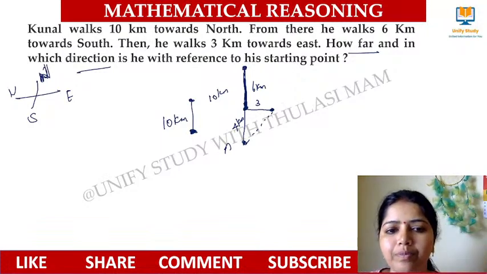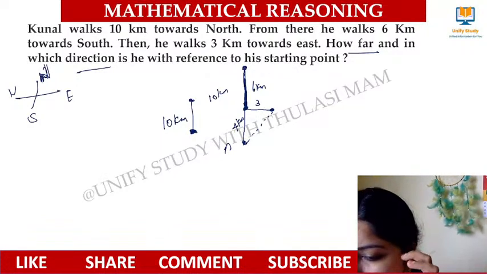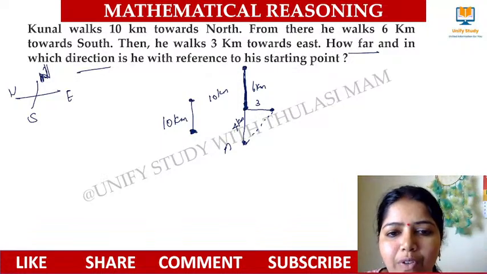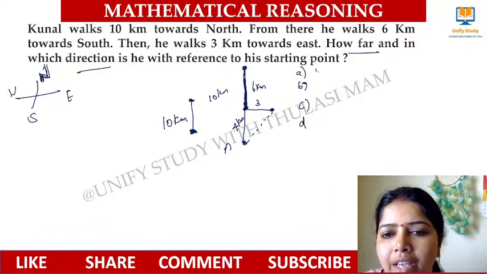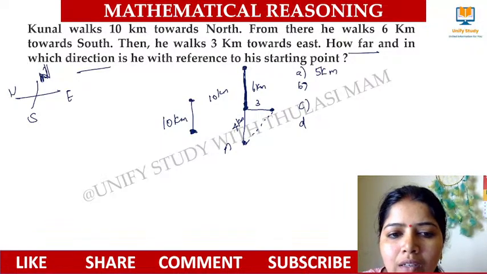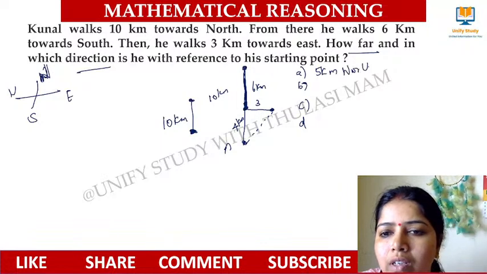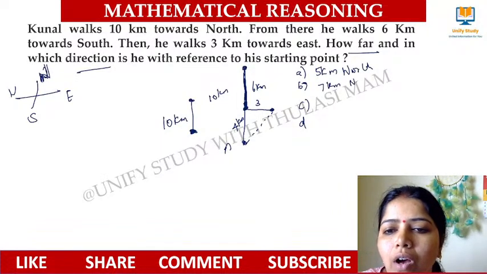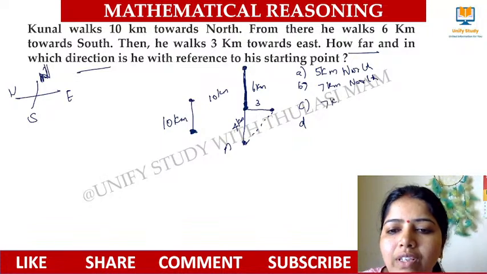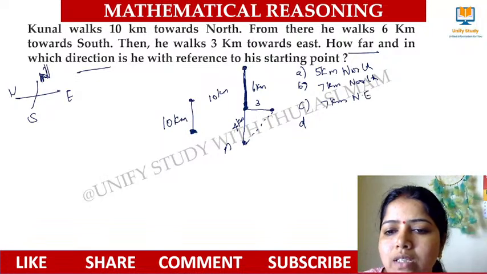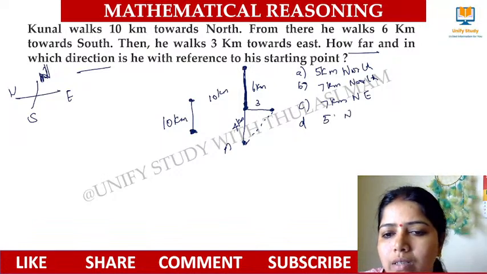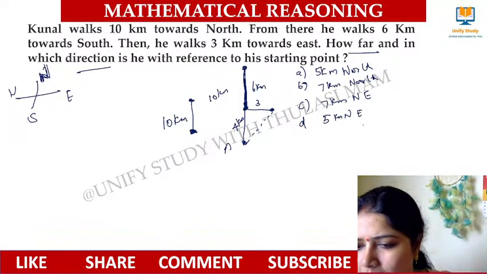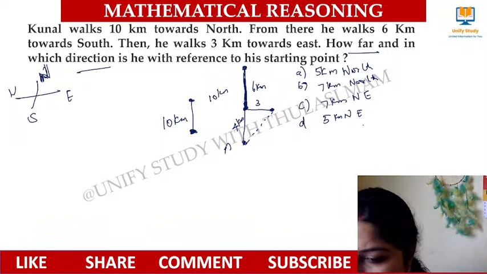Yes, simple. What is the answer? Options I'm giving you. Option A, option B, option C, option D. 5 kilometer north. 7 kilometer north. 7 kilometer northeast. 5 kilometer northeast. Which one is the answer? Very good.